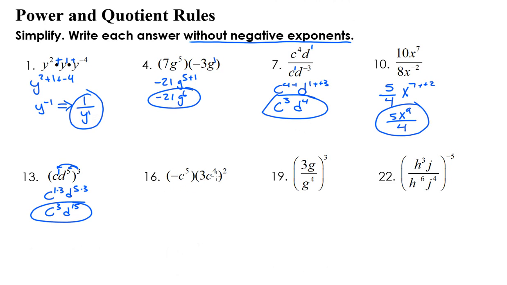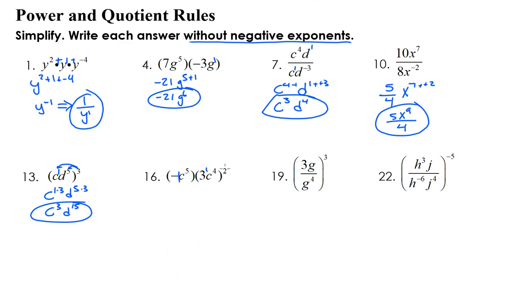16, everything in here's got a power except for the 3, but we'll just put a 1 in there. And let's see, we've got a negative. Think of this as negative 1, c to the 5th. So negative 1 times 3 is negative 3. And then we have c to the 5th. And then we have times c to the 4. Oops, I did that wrong.